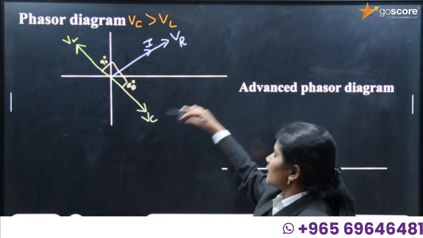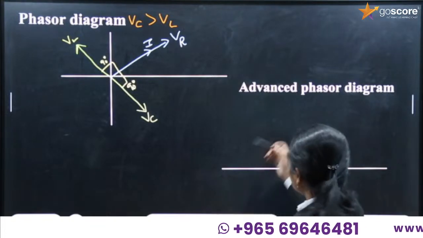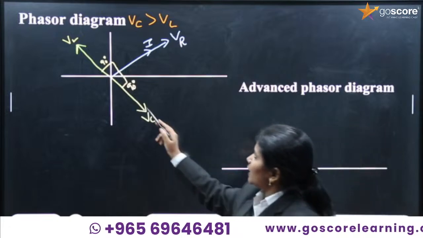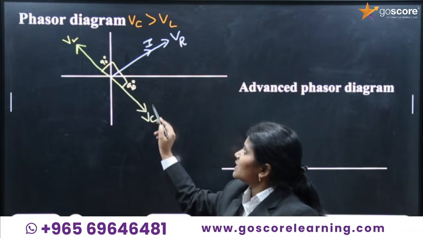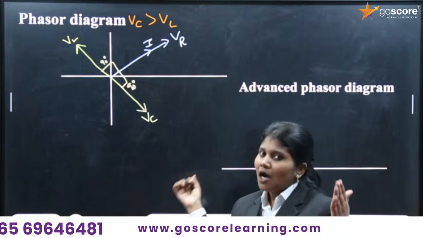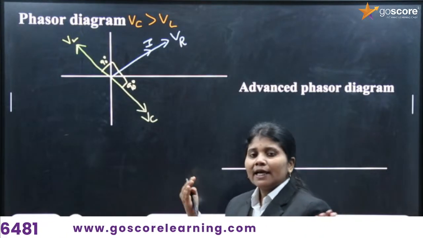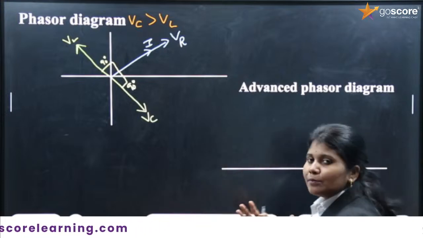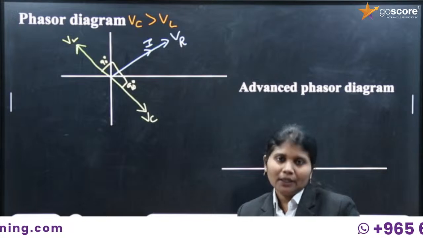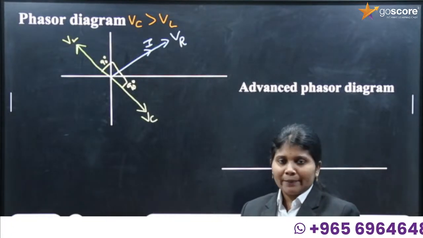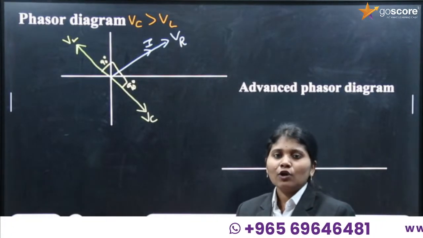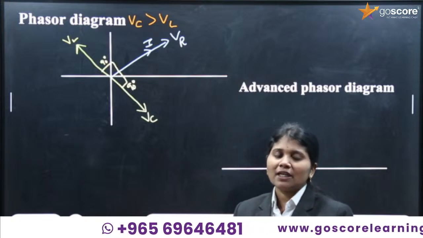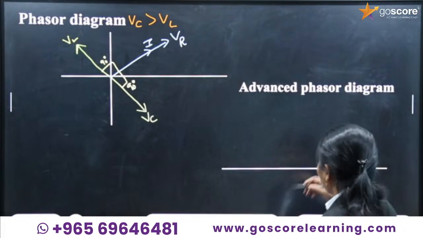For this phasor diagram, I am taking an extension part, which we call the advanced phasor diagram. Here in this diagram, VC and VL are in opposite directions. Then I am considering both in the same phase and adding the capacitor voltage and inductor voltage. Then we will consider the magnitude. How do we draw the phasor diagram? Let's see.